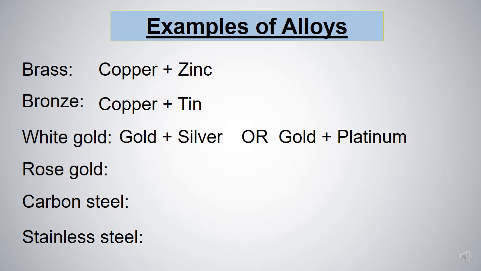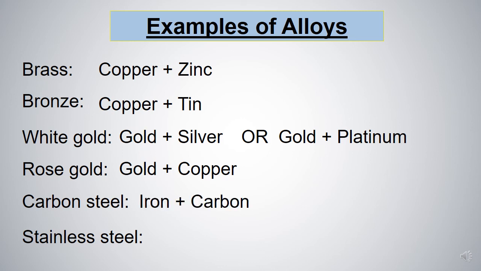White gold is made of gold and silver, or gold and platinum. Rose gold has a little bit of copper in it. Carbon steel is a mixture of iron and carbon, and stainless steel, which is much shinier, contains iron, nickel, and chromium.